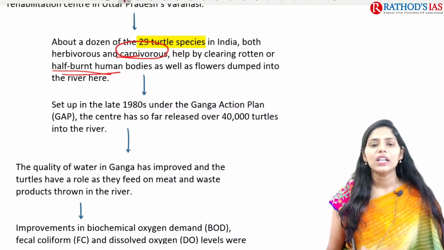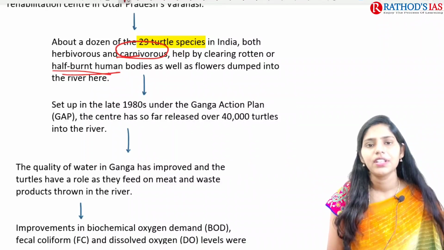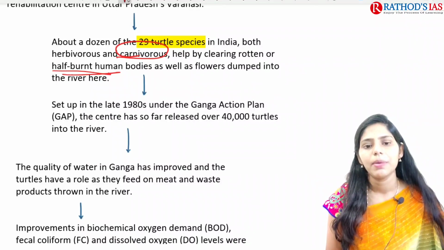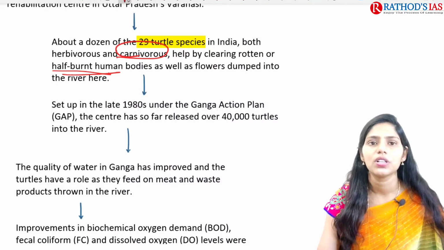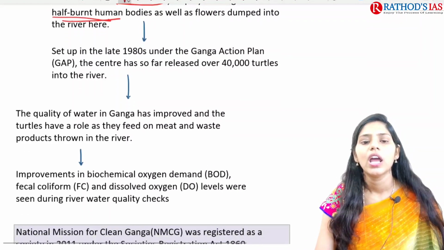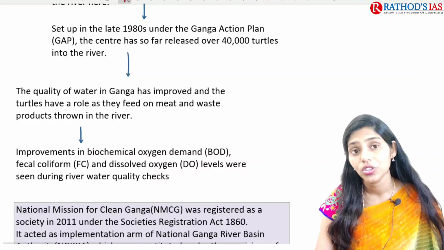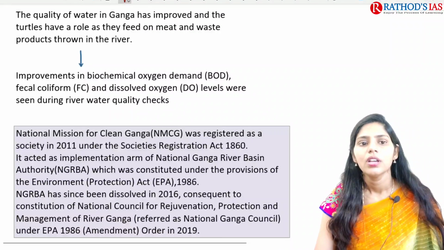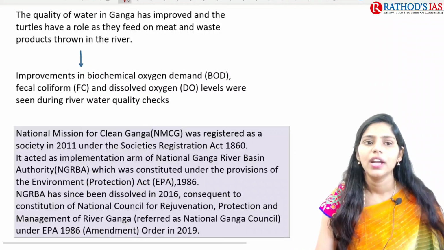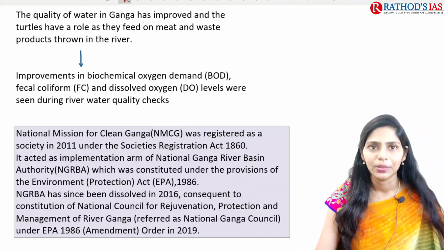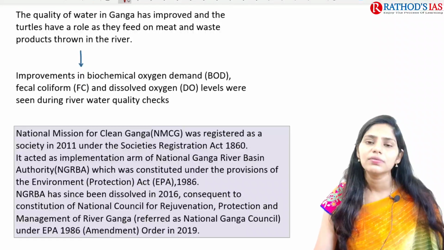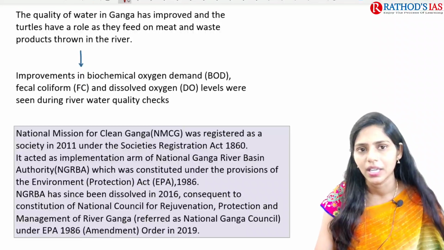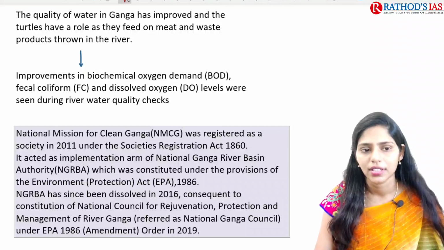Actually, back in the 1980s itself, the Ganga Action Plan was set up, and under this about 40,000 turtles were released into this river. From that time onwards, we are seeing an improvement in the quality of the river Ganga, because they are feeding on the waste and also on the dead bodies, and whatever puja ingredients are there, like flowers, leaves, etc., will be eaten by the herbivores.